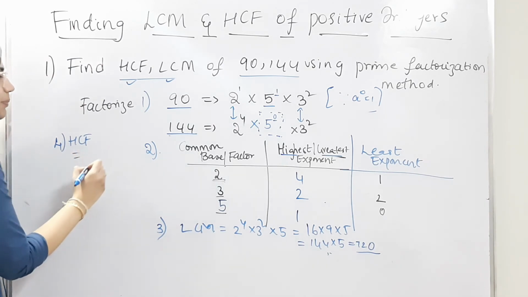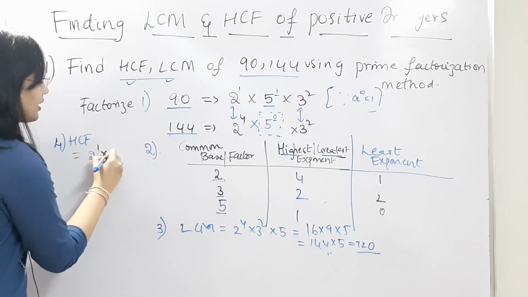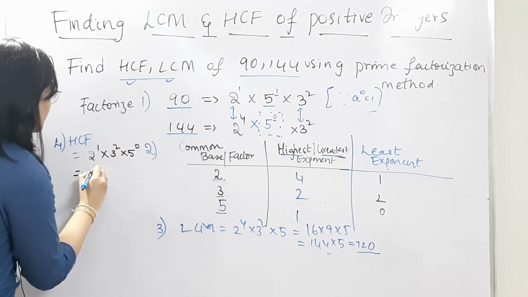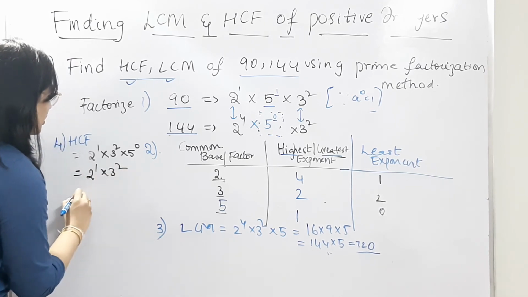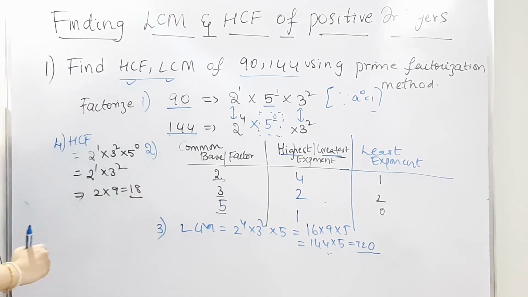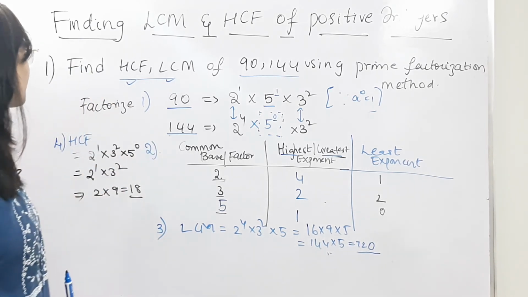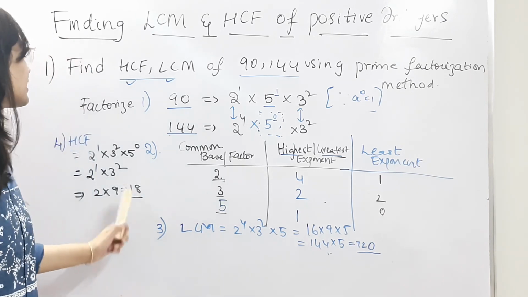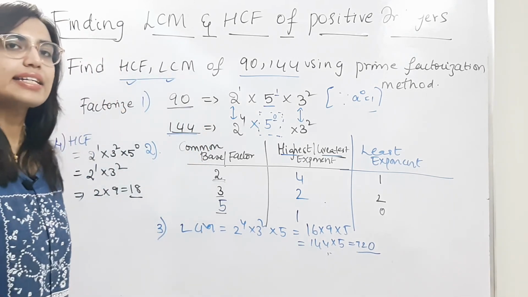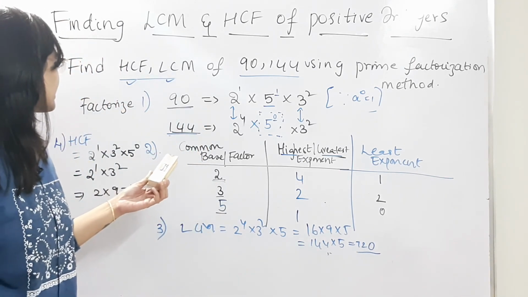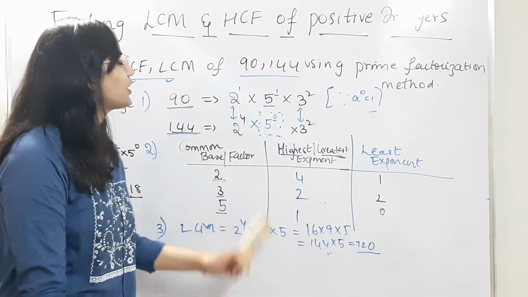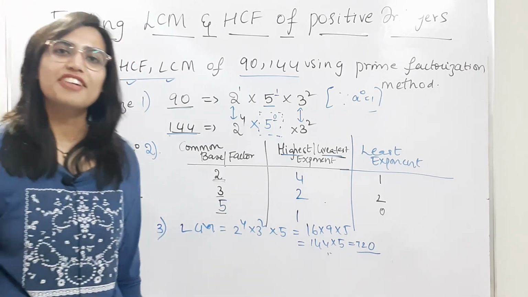We will multiply these numbers now. So 2 power of 1 into 3 power of 2 into 5 power of 0, or you can consider simply 2 power of 1 into 3 power of 2 because we don't have 5 here. So we will get 2 into 9, that is 18. So the HCF of 90 comma 144 is 18. That is, this is the highest common factor that divides these two numbers. 18 5s are 90 and 18 8s are 144. Okay. So this is how you find the LCM and HCF using the prime factorization method.